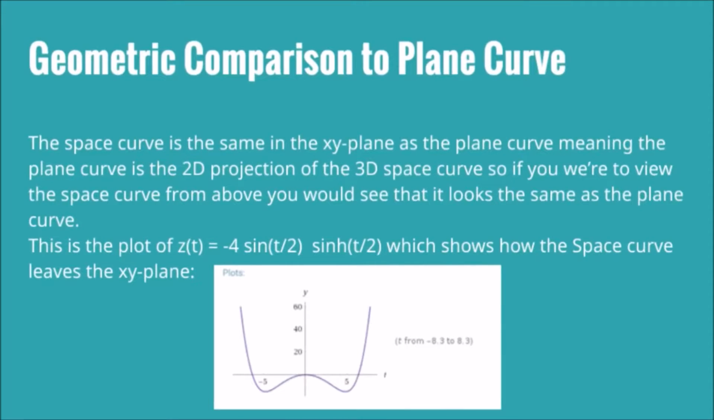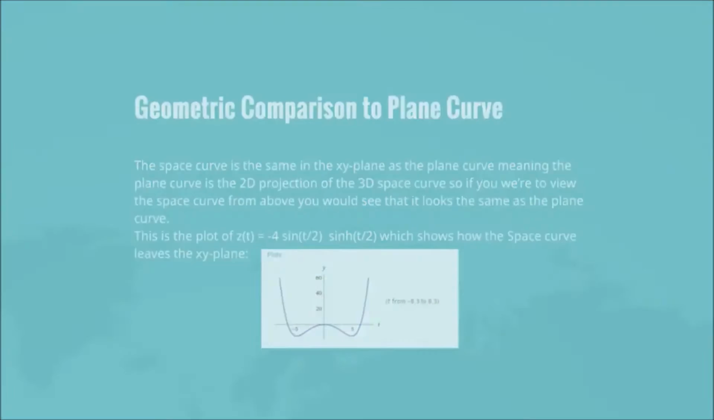The xy plane is the same for both space and plane curves. This means the plane curve is the 2D projection of the 3D space curve, with only variance in the z-axis. Looking from above, they would look the same. Below in the image is the space curve z-axis equation, which shows how it leaves the xy plane.